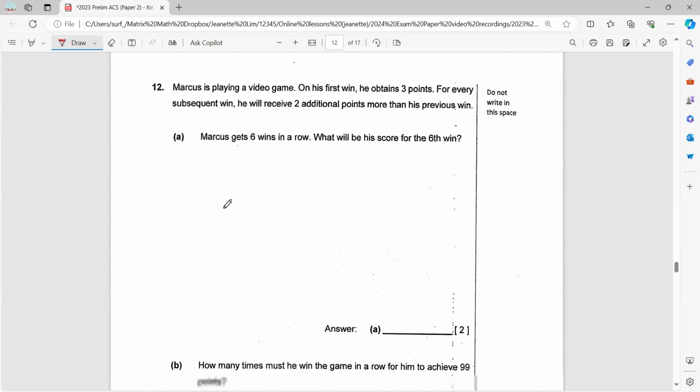Question 12. Marcus is playing a video game. On his first win, he obtains 3 points. For every subsequent win, he gets 2 additional points from his previous win. He gets 6 wins in a row. What's the score for the 6th win? First is 3 points. Then the second, he gets an additional 2, 3 plus 2. Then the third, add 2, and so on and so forth. 5th, 6th. So 6 is the one.